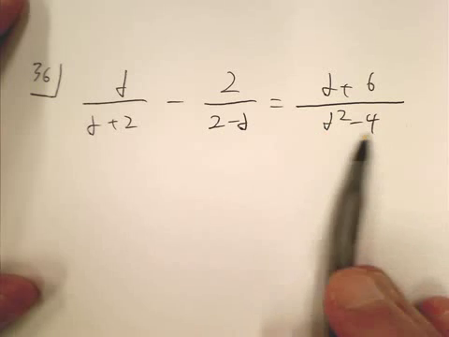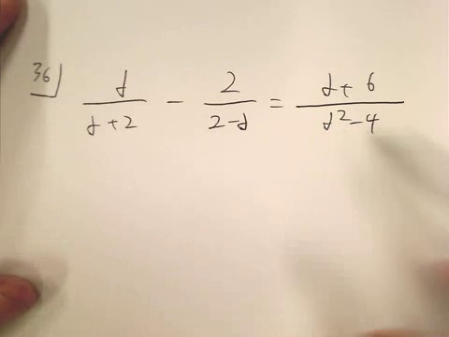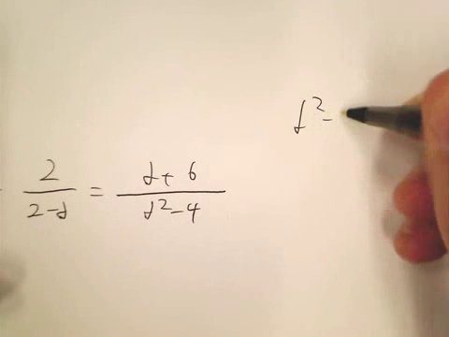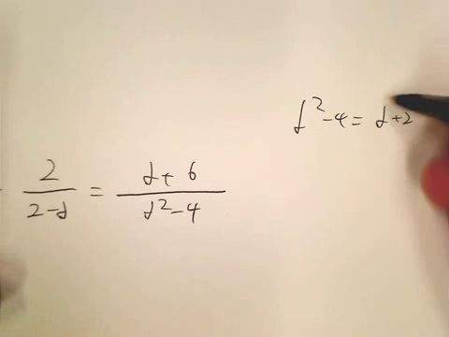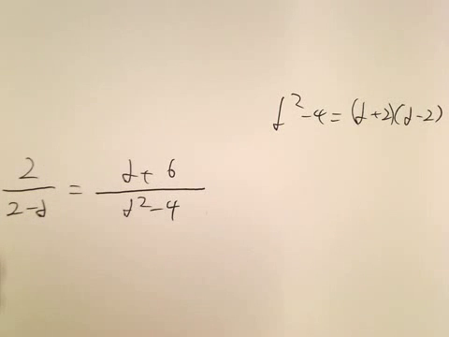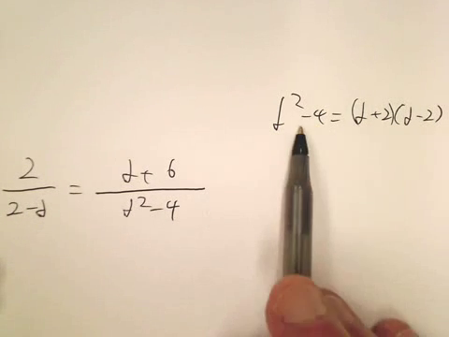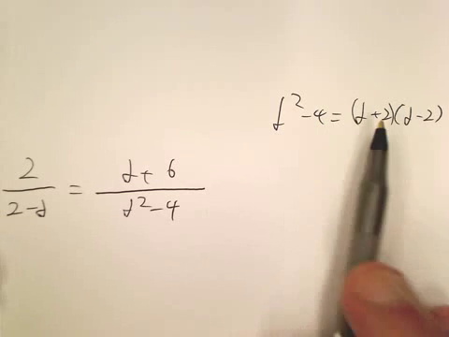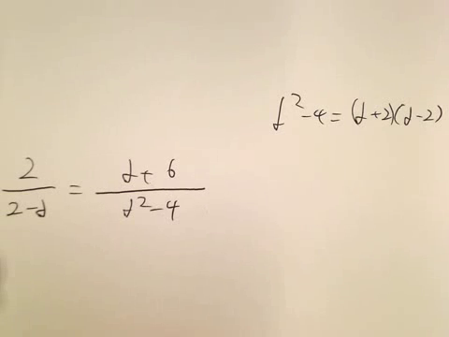This factors, d squared minus 4 factors. Remember, it's difference of 2 squares. Let me make this note off to the side before I continue. And this is d plus 2 and d minus 2. Okay, numbers that multiply to negative 4 and add to 0, or just, well, hey, the square root of d squared is d, the square root of 4 is 2, d plus 2, d minus 2.